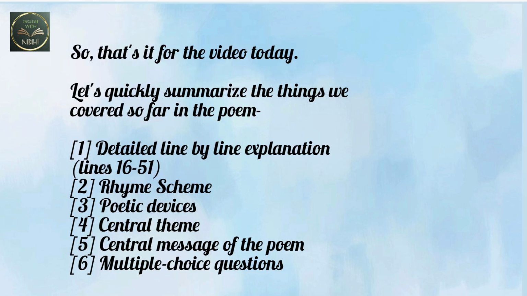Let's quickly summarize the things we covered so far in the poem. 1. We covered the detailed line by line explanation of the poem from line 16 to 51. 2. We covered the rhyme scheme. And 3. We covered the poetic devices from the poem. 4 and 5. We covered the central theme and central message of the poem. And 6. We covered 12 multiple choice questions from the poem.